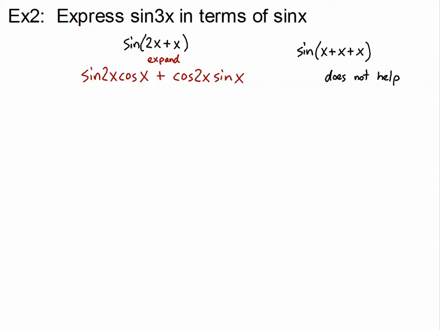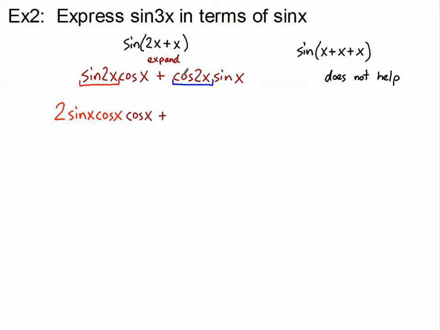What I'm going to do next is replace the sine of 2x with its double angle identity. The sine of 2x is equal to 2 sine x cosine x. And then I'm going to rewrite, I'm going to try to color code here, the cosine x that was already there, and then plus. I'm going to also replace the cosine of 2x with its double angle identity.